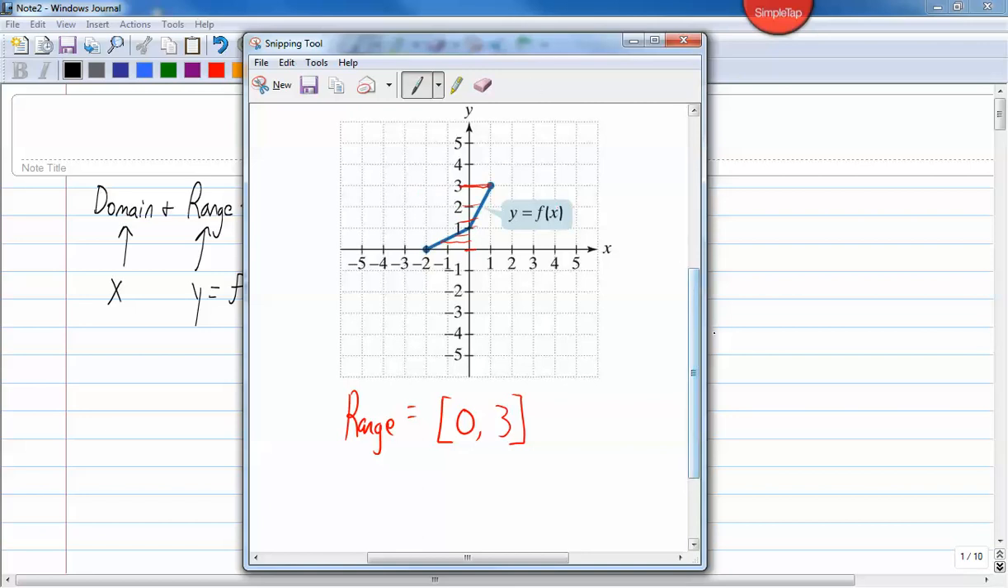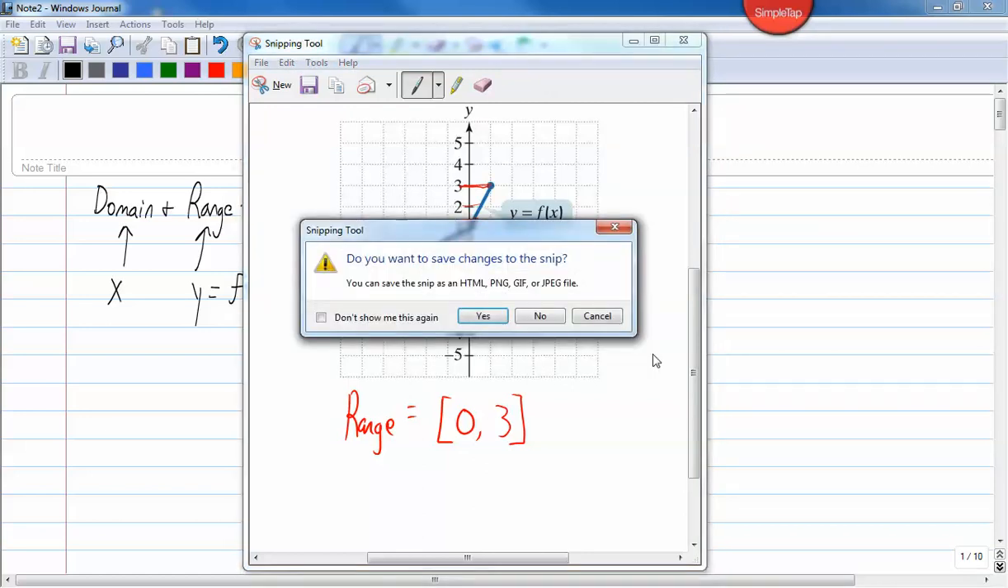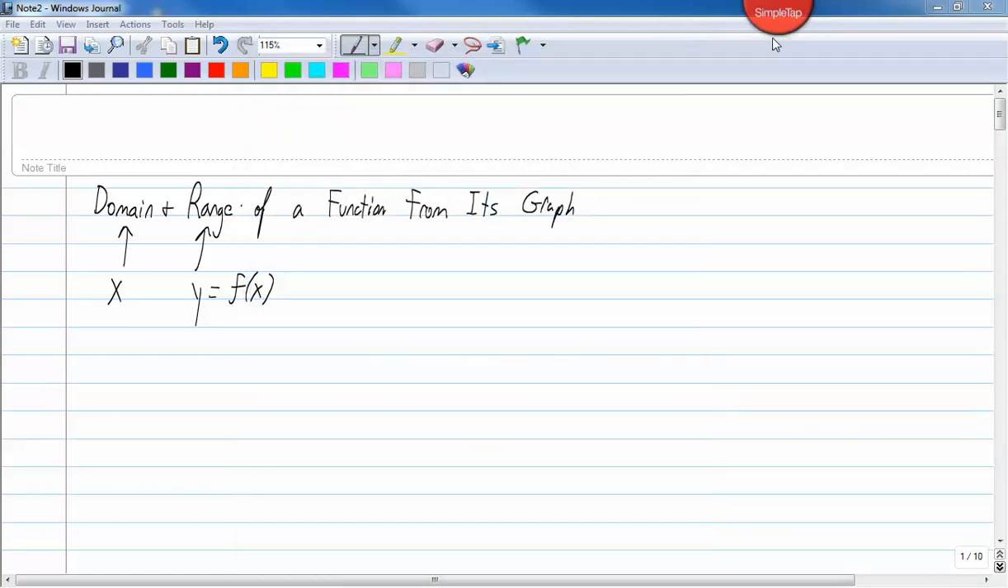Alright, so first look for x values, that's the domain. Then look for y values, that's the range. So that tells you the domain and range of that function. Alright, let's do another one of those.